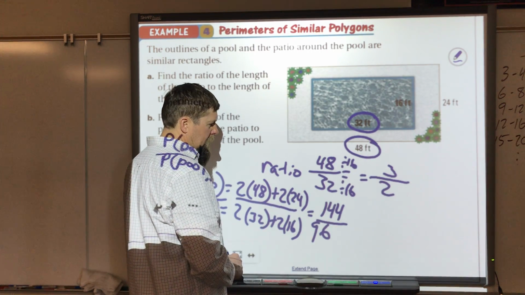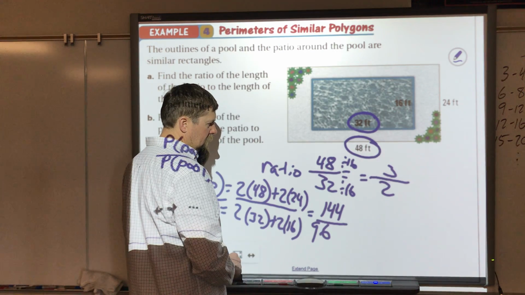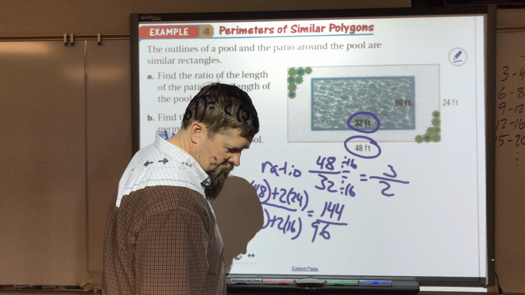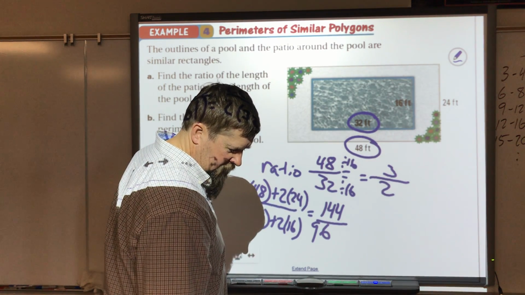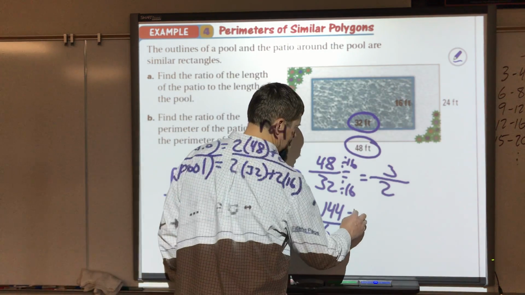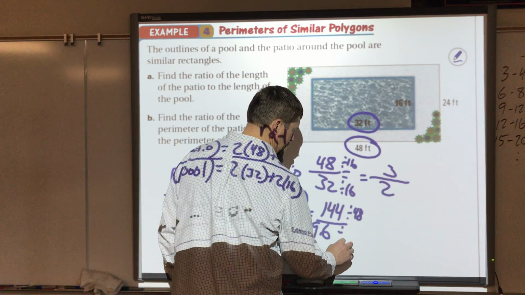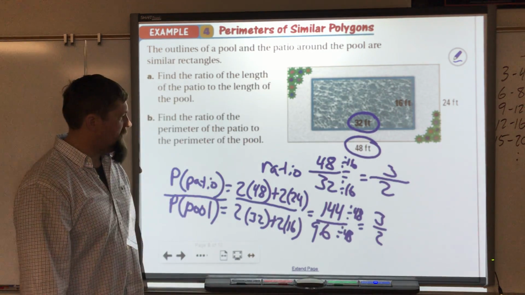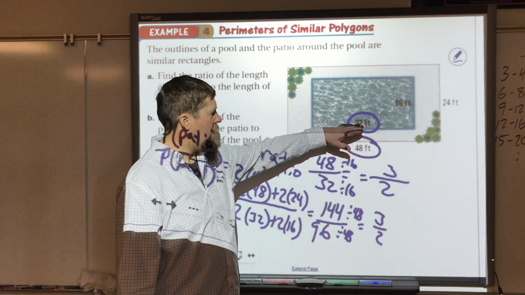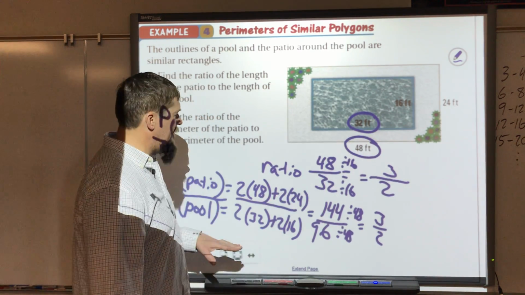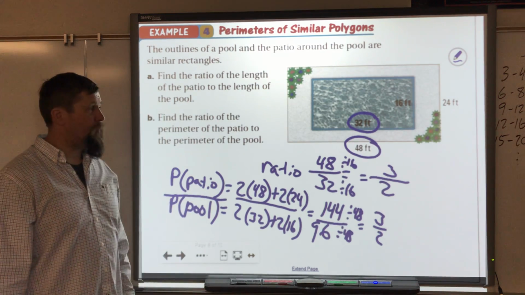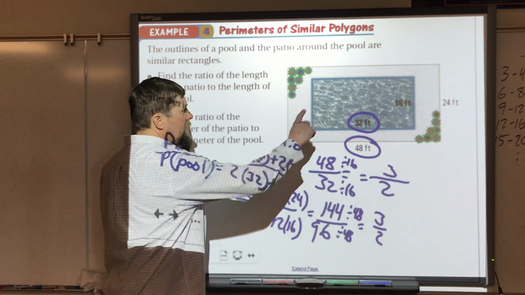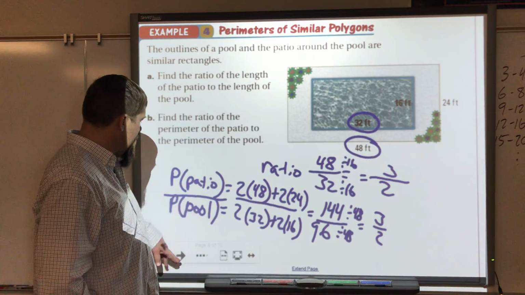Okay, let's see. I believe 48 goes into both. 144 divided by 48 is 3. So dividing by 48, top and bottom, is 3 to 2. Okay, so what does this tell us? It tells us the ratio of one of the sides is the same as the ratio of the perimeters, or the distance around each one. So the perimeters have the same ratios as the sides.